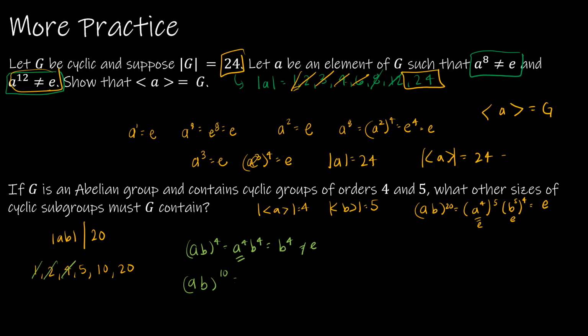If I look at AB to the 10th, that would be A to the 10th, B to the 10th, but B to the 5th is E, so this is really A to the 8th, A squared, and then E squared, which doesn't matter. A to the 8th is E, so really my solution is A squared, which is not E, so it can't be 10 and it can't be 5, which is a factor of 10. So just as before, we can say that the order of AB must be 20. So if the order of AB is 20, it has subgroups of the factors of 20, which is 1, 2, 4, 5, 10, and 20.